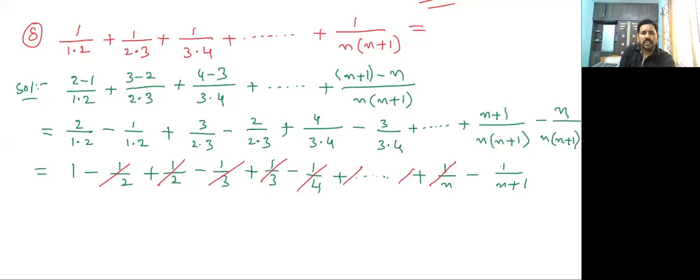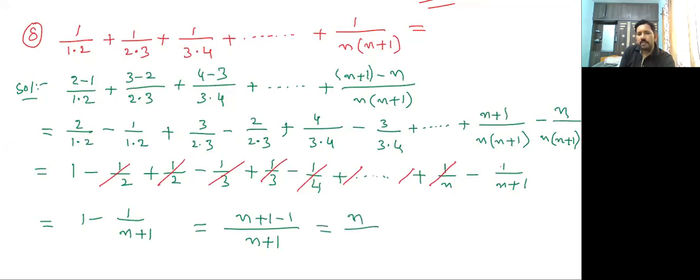So finally, what is the answer? 1 minus 1 by (n plus 1). That is (n plus 1 minus 1) by (n plus 1). That is n by (n plus 1). This is the answer.